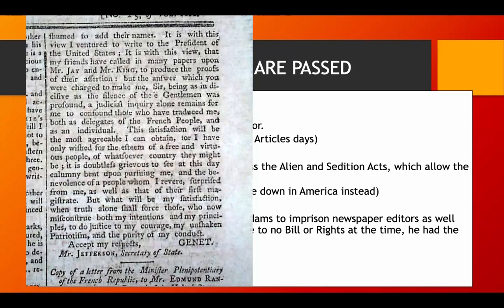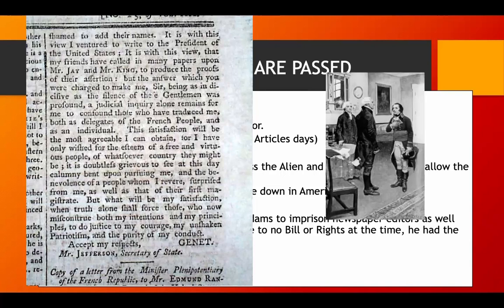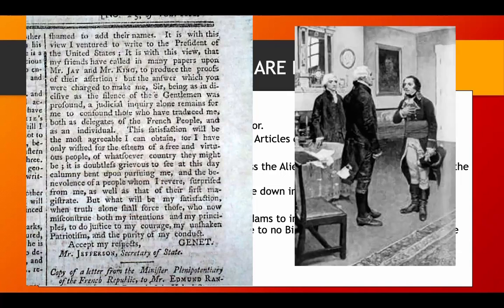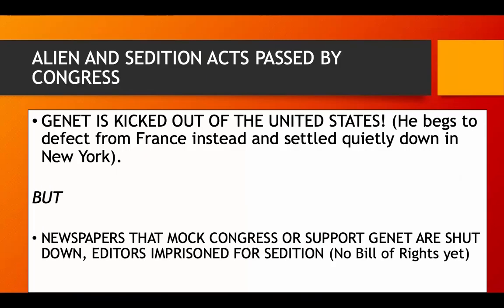Here's just a copy of Citizen Genet inflaming United States readers and U.S. newspapers about how he and the French are being treated poorly by the American government, who should be allying with the French, their brethren in the war in France. Here's George Washington telling Citizen Genet no, right? And then that takes us to this, right?